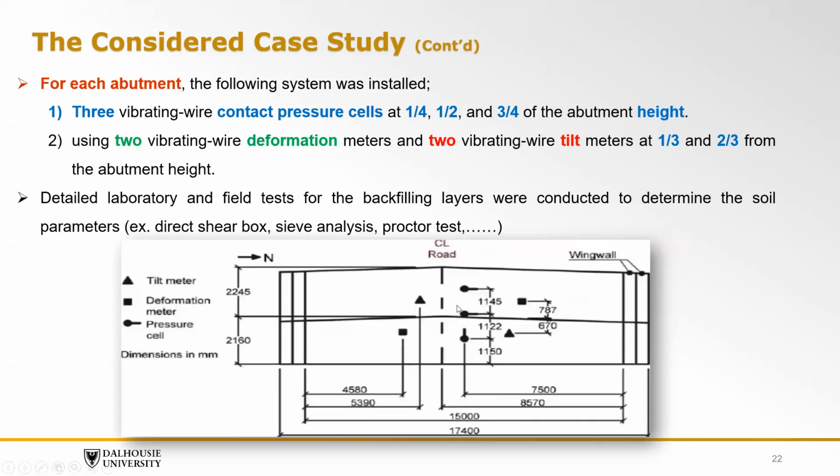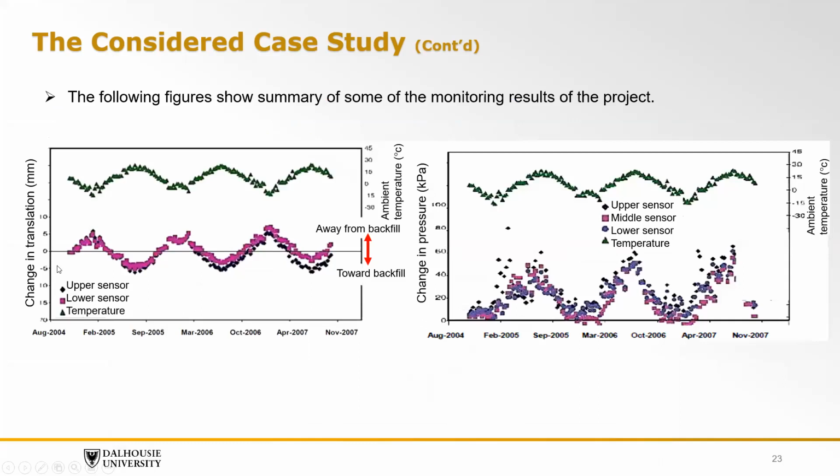So basically here, this is the wall, the retaining wall. We have the earth pressure at 3 levels, and we have the tilt meters here at 2 points, okay? This is the monitoring results that we have.